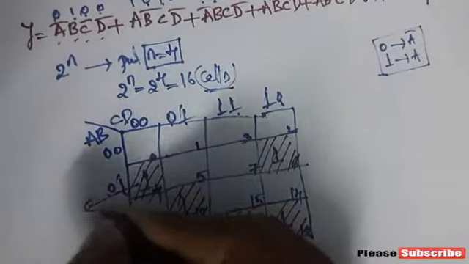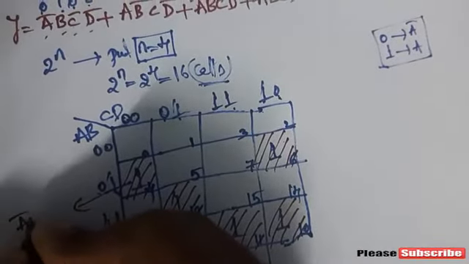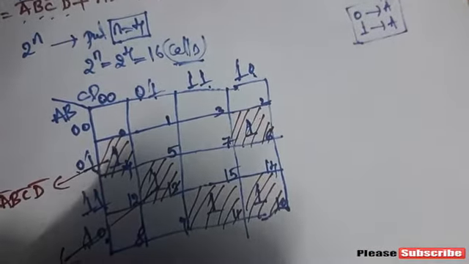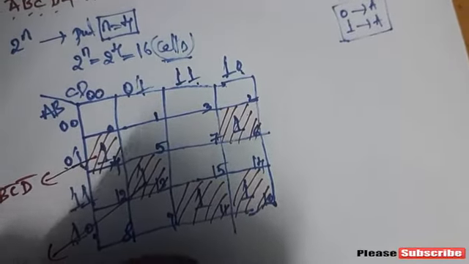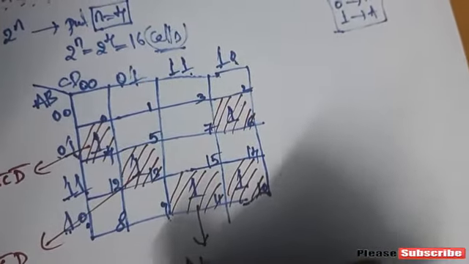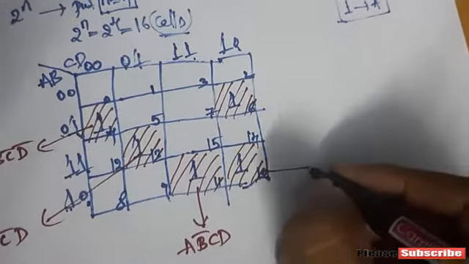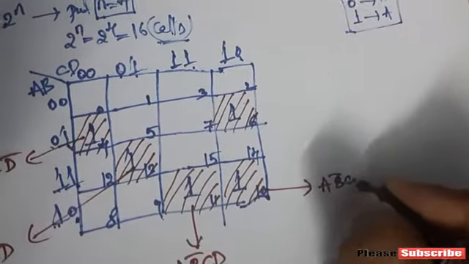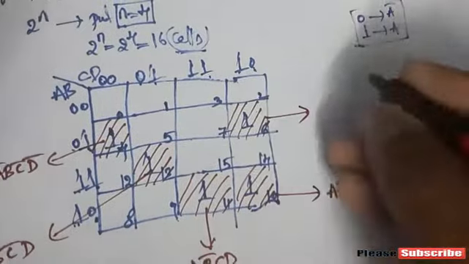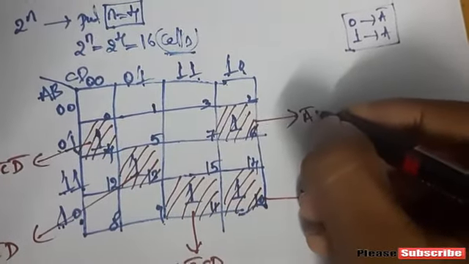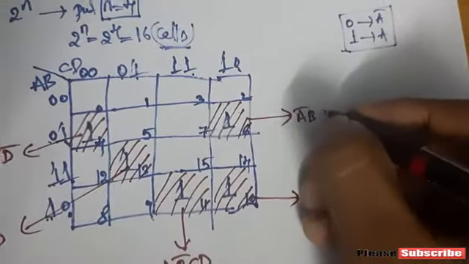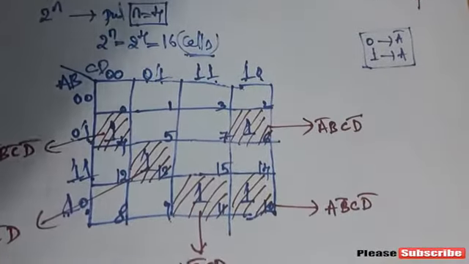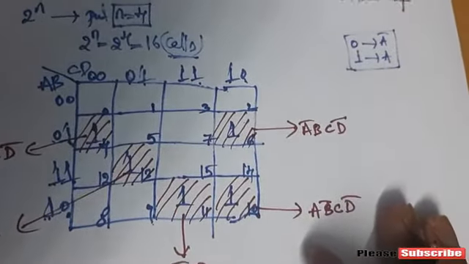Right, this will be A bar, B, C bar, D bar. This will be A, B, C bar, D. This will be A, B bar, C, D. This will be A, B bar, C, D bar. This will be A bar, B, C, D bar. In this way, in SOP form, we can represent the K-map.